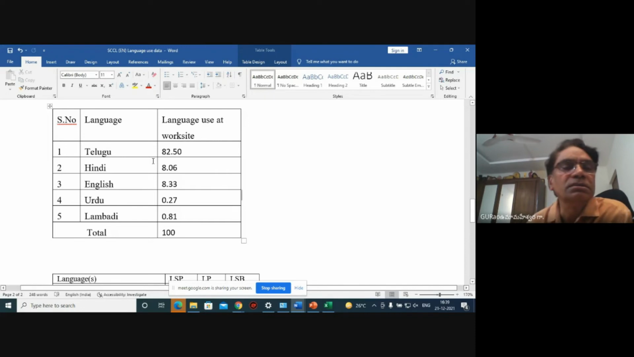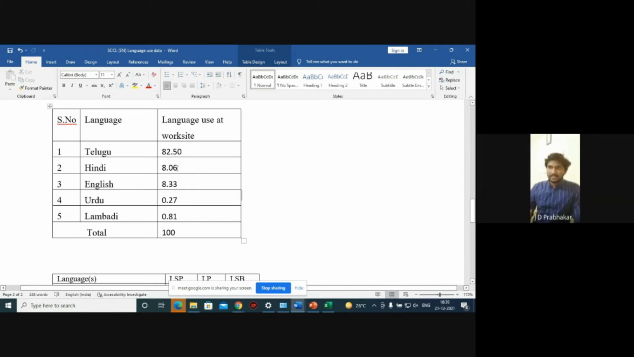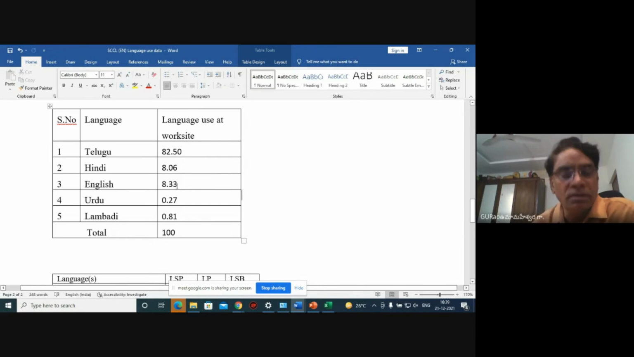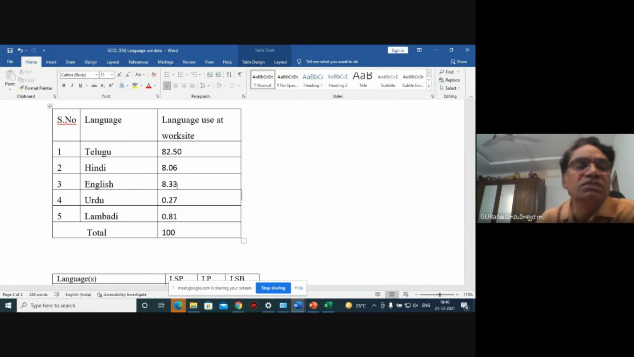Here, of course, yes. So Telugu language actually contributes more than any other language, which is also a local language, at 82.50%. And the Hindi is... these are figures of the language of the worksite for the native speakers. But what percentage of GDP corresponds to these figures?